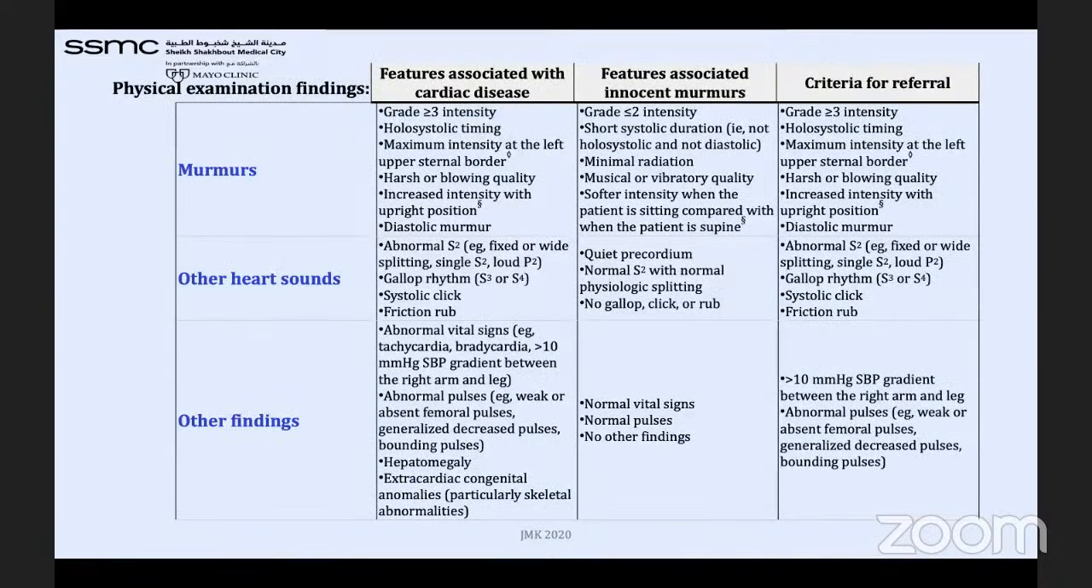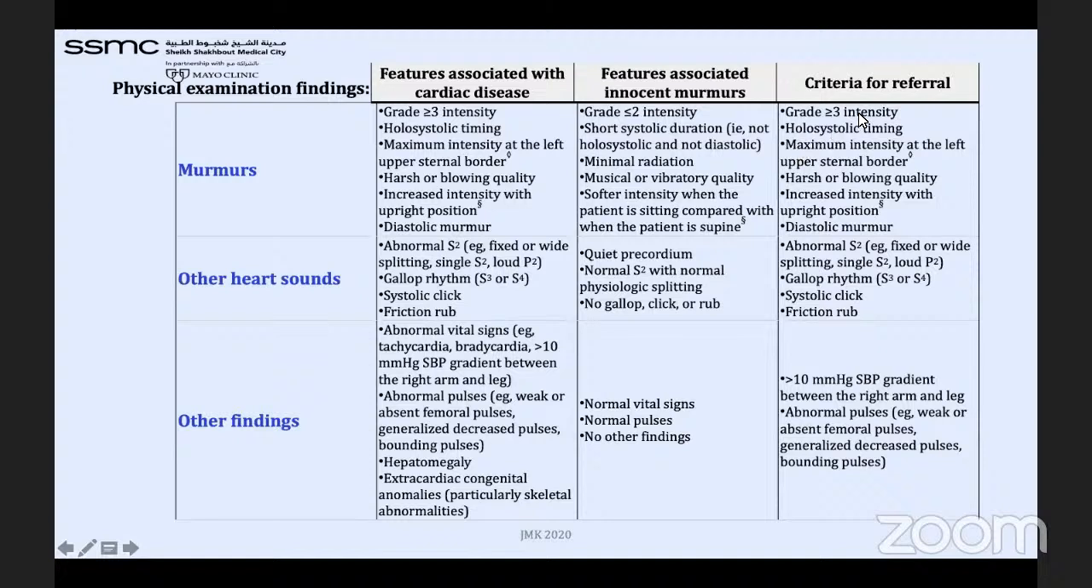Then come to the physical examination, all the same headings. Let's see the murmur. I will show you some movies of the murmur or the sound, how it looks. The intensity is 1, 2, 3, 4, 5, 6. One is the quiet murmur, and 6 is the loudest murmur, which you can hear without a stethoscope. So grade 3 intensity, grade 2 intensity, holosystolic, short systolic, harsh or blowing, increased intensity, diastolic. Diastolic murmur is always pathological. Remember this, diastolic murmur is always pathological.